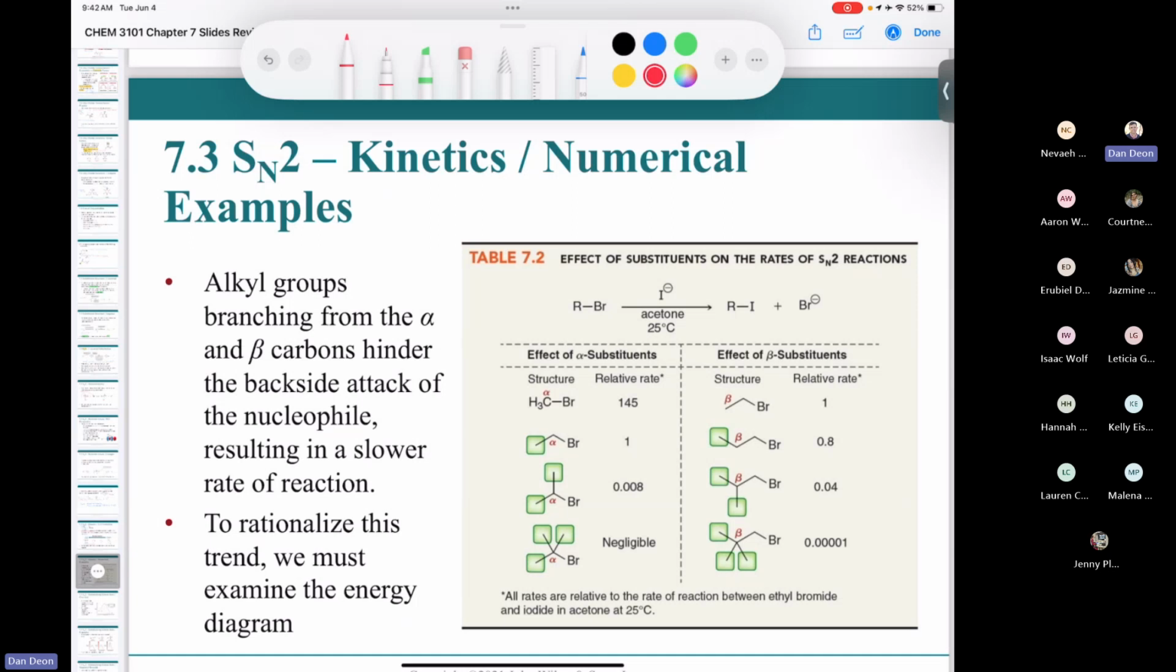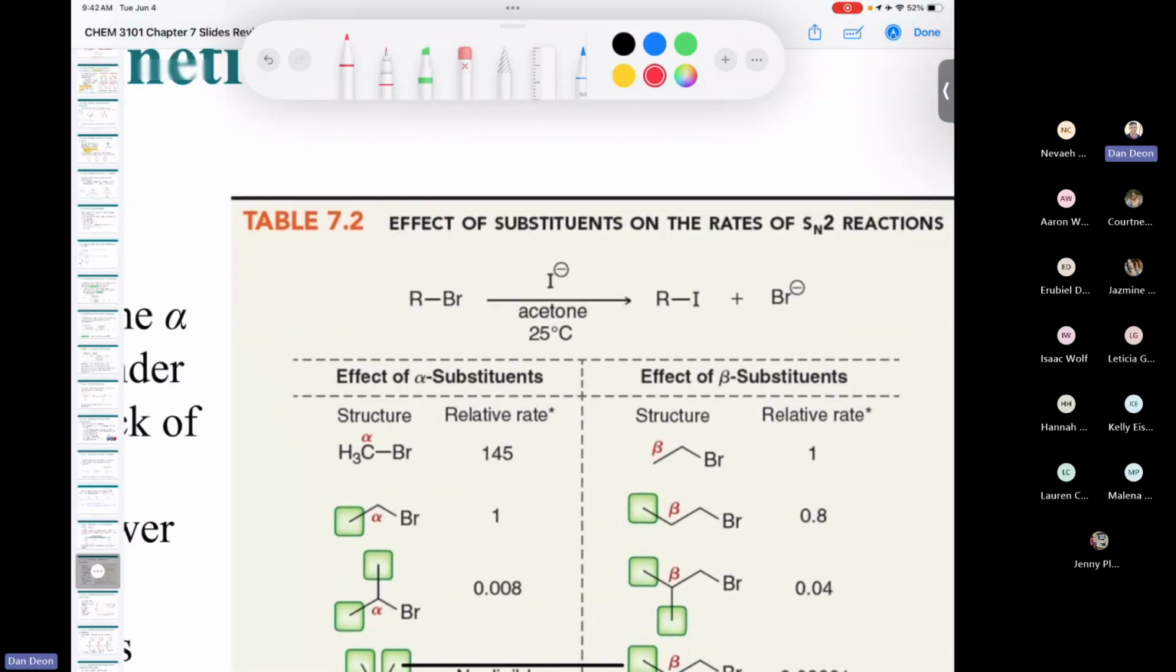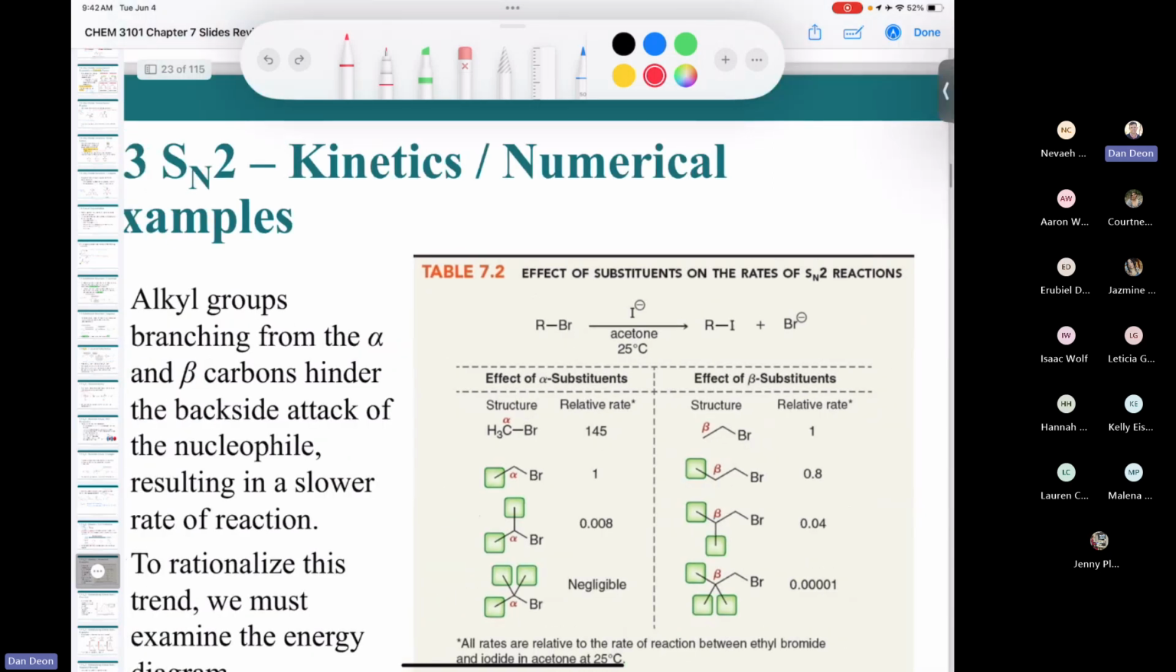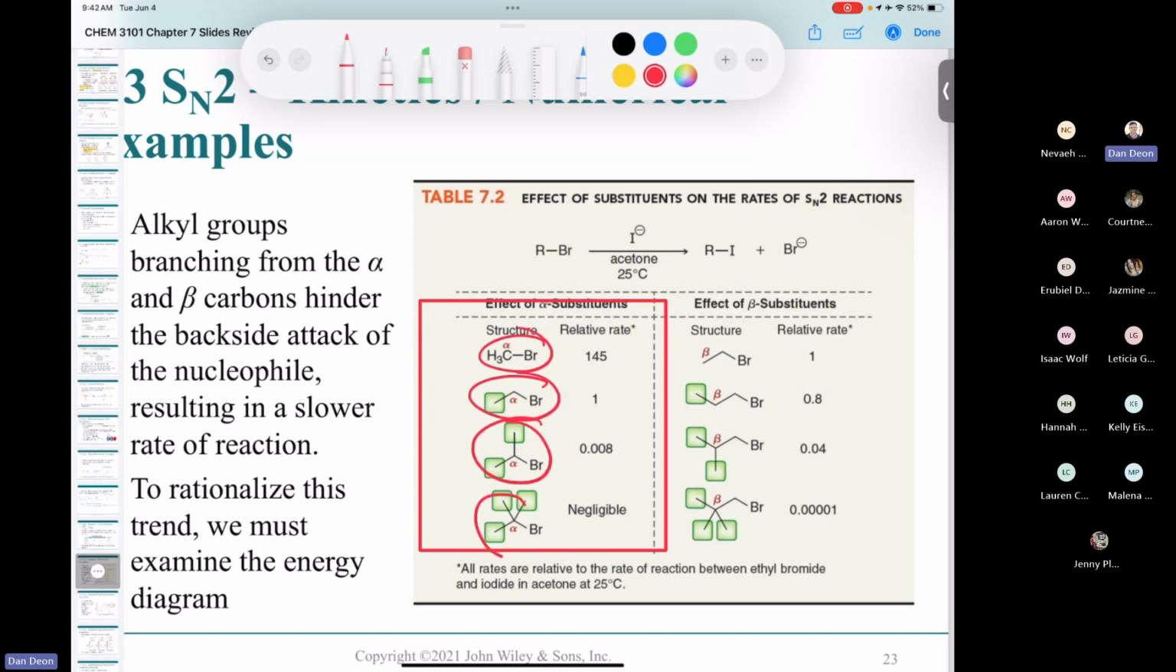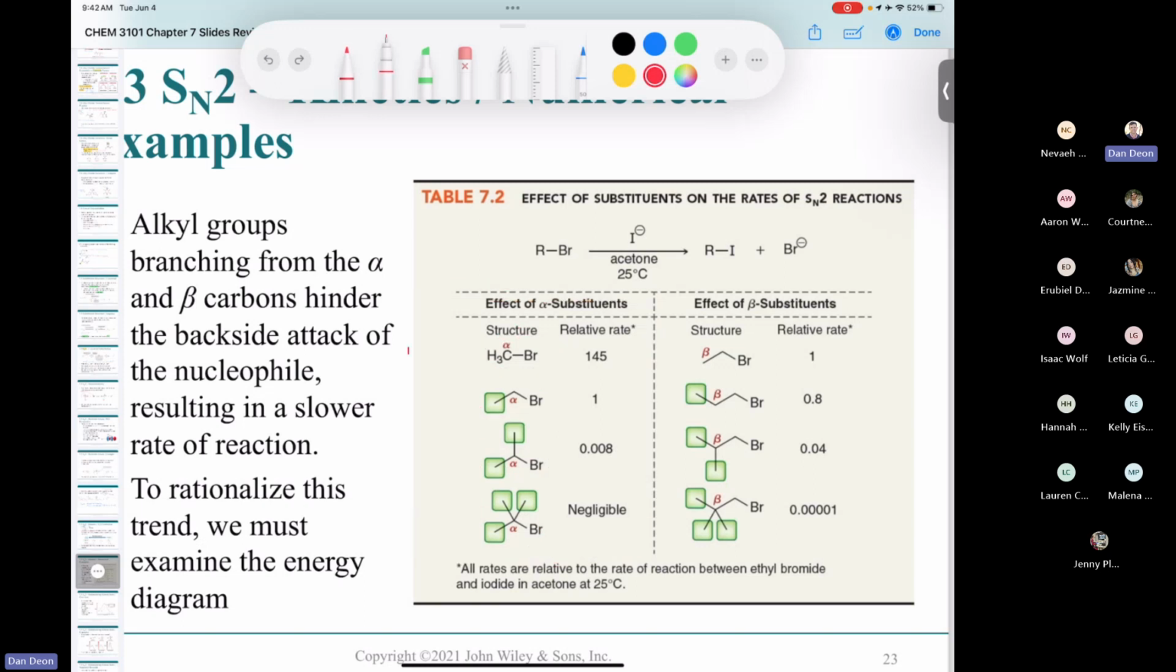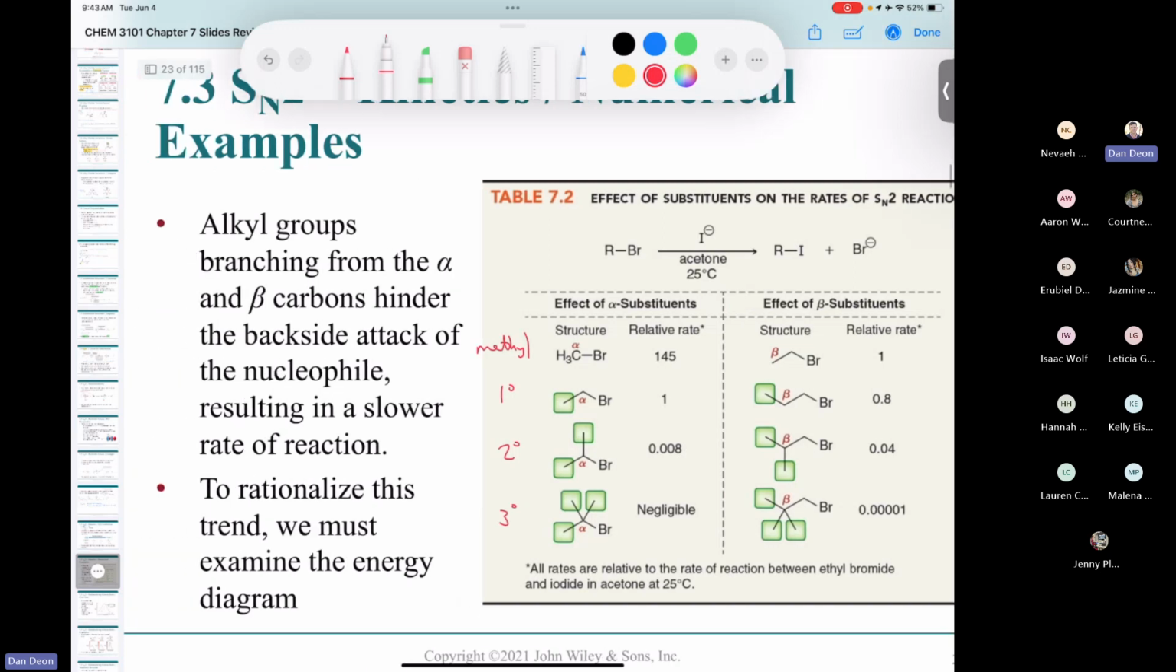So this is just an SN2 of an alkyl bromide with an iodide ion, right? Iodide is a good nucleophile. It's negative. Bromide is a good leaving group. It's the conjugate base of HBr, which is a strong acid. So let's take a look at just this side of the chart here, okay? We go from a methyl alkyl halide to a primary to a secondary to a tertiary. If you're not following, I'll scribble it in here. This is a methyl alkyl halide. This one is primary. This one is secondary. This one is tertiary.